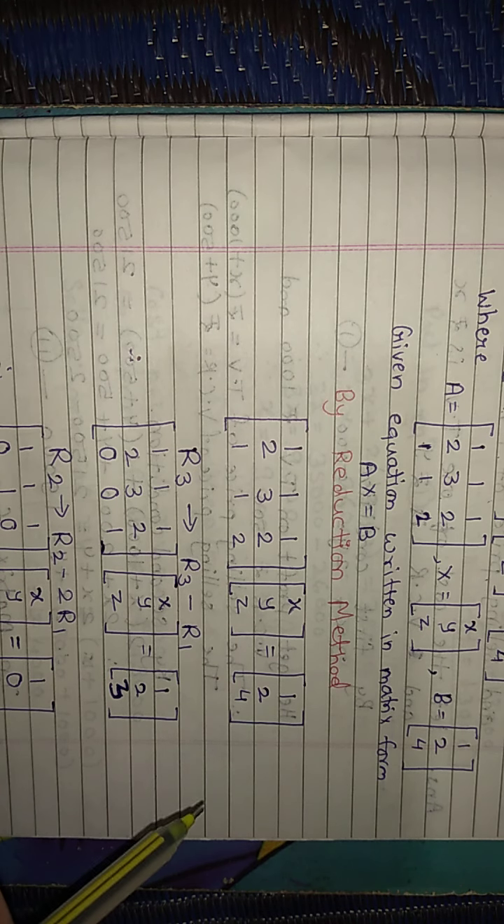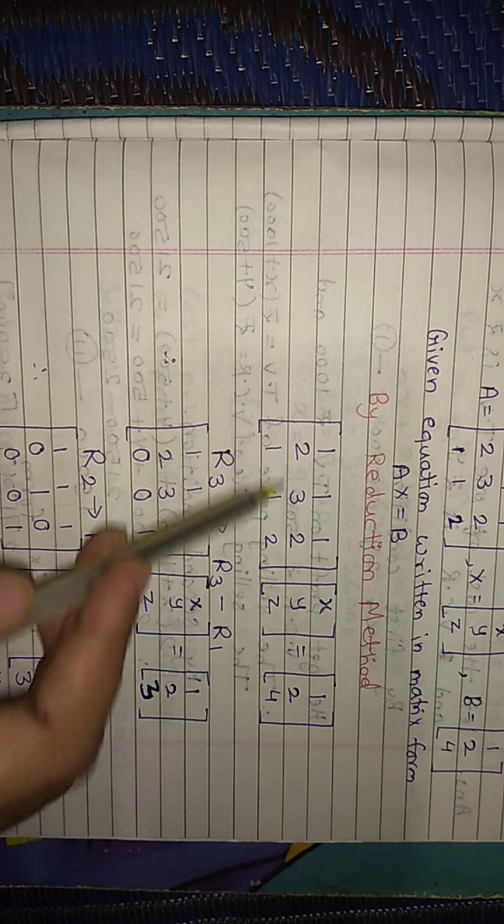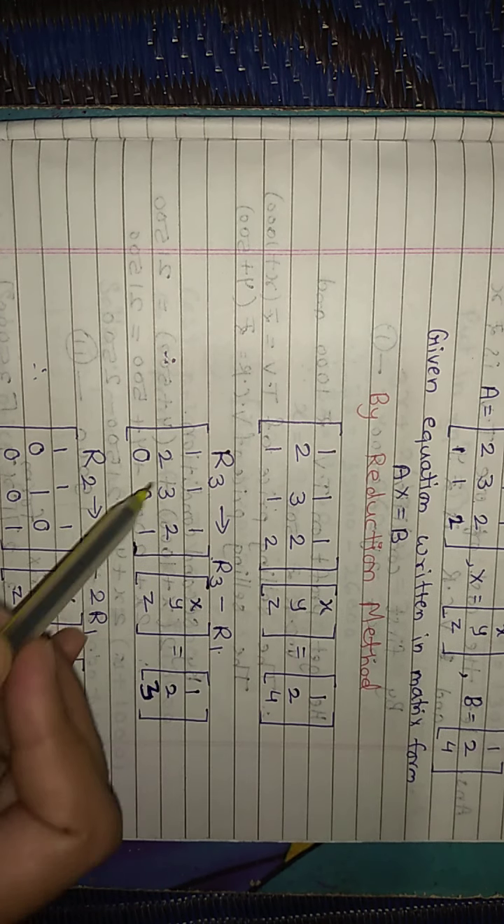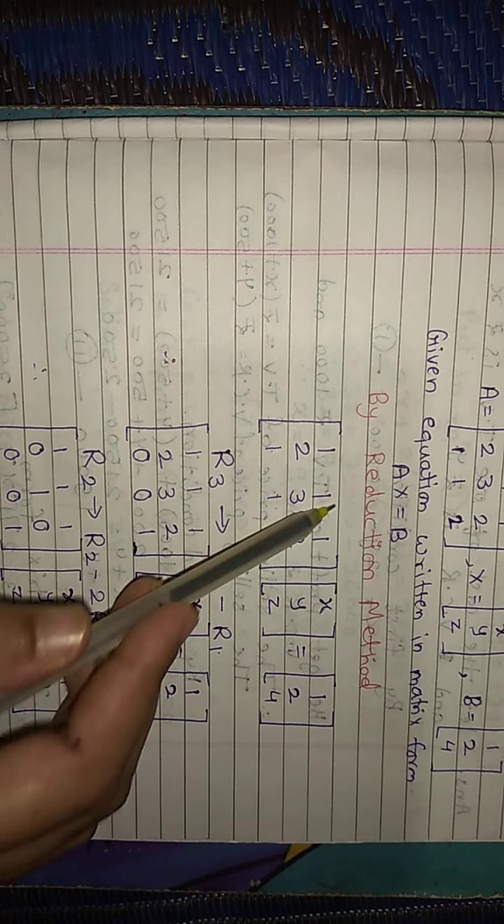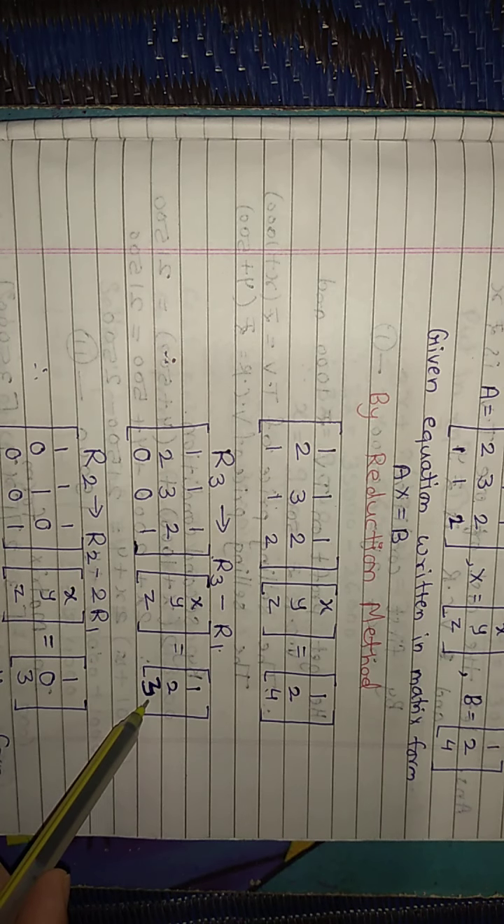Same, we write as it is. Now, 1 minus 1, it is easy to convert these 2 numbers as a 0. That's why we apply R3 minus R1. So 1 minus 1, 0, 1 minus 1, 0, 2 minus 1, 1, 4 minus 1, 3.